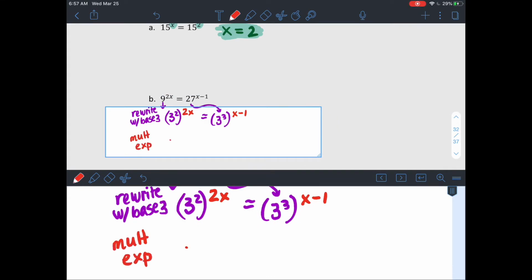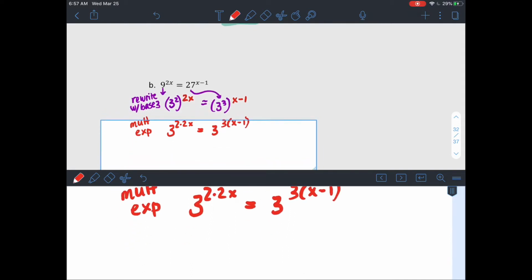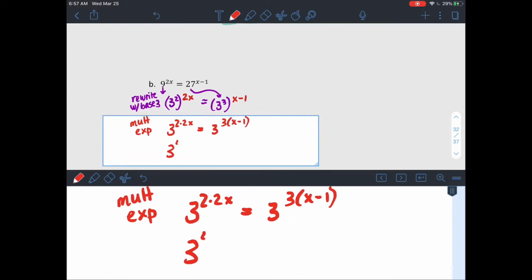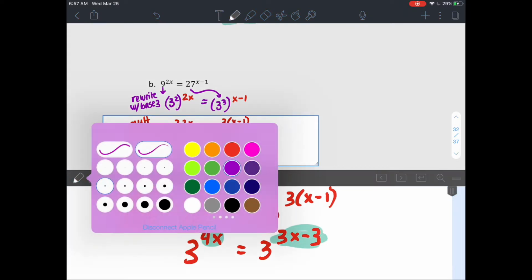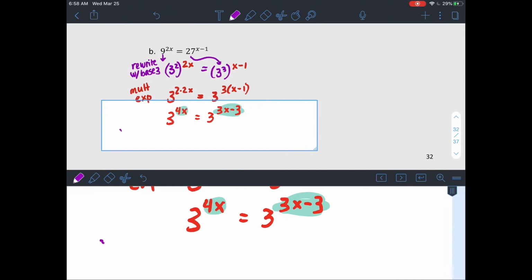So I will multiply my exponents together, so 2 times 2x, and then 3 times the quantity x minus 1. Make sure you have your parentheses there and distribute that 3 when you multiply. So you end up with 3 to the 4x power equals 3 to the 3x minus 3 power. Now that the bases are the same, you just need to figure out what value of x makes your exponents equal. So set your exponents equal to each other and solve.